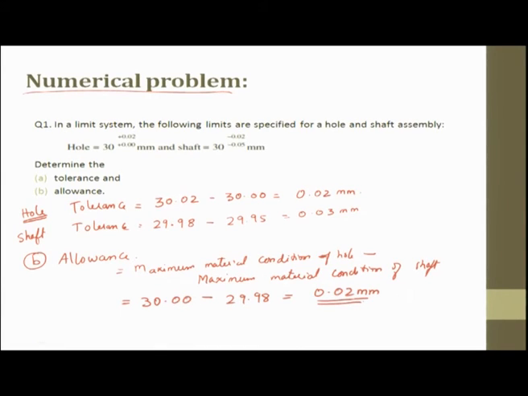So, now you are able to understand. And here what is the tolerance? It is unilateral. This is also unilateral. These are all in one direction. Do you see that? It is 0 plus, and both are in minus. It is not bidirectional, it is not a bilateral tolerance. So, for a hole it is 30.02 and 30.00, the tolerance is 0.02 millimeter. Tolerance for a shaft is 0.03 millimeter. The allowance, the maximum material condition of the hole minus the maximum material condition of the shaft, is 0.02 millimeter. So, let us try one more problem.